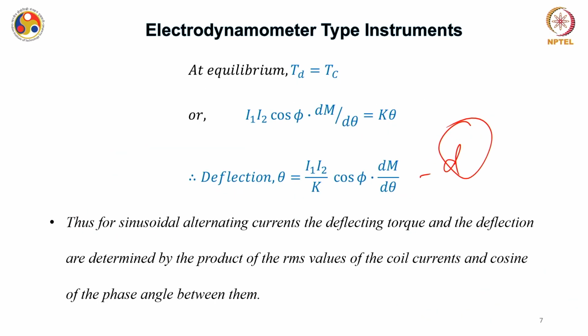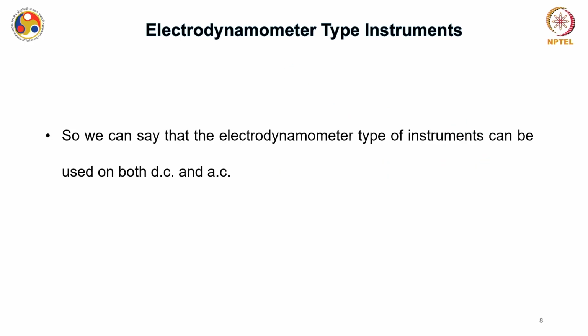All right. So, we can say that for sinusoidal AC currents, the deflecting torque and the deflections can be determined by the product of the RMS value of the two coil currents and the cosine of the phase angle between them, or the cos phi. So, I1 I2 by k into cos phi into dM by d theta is what our deflection value is.